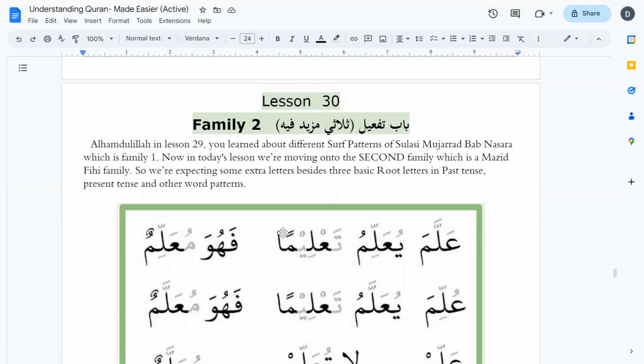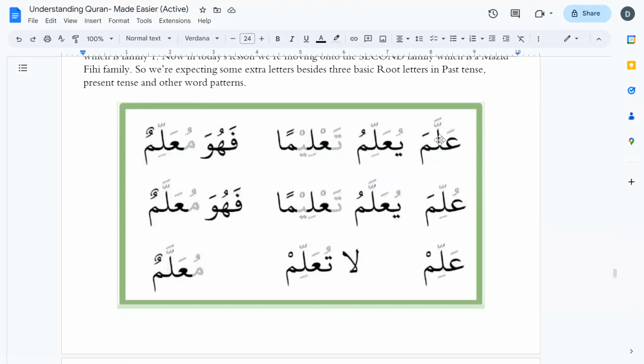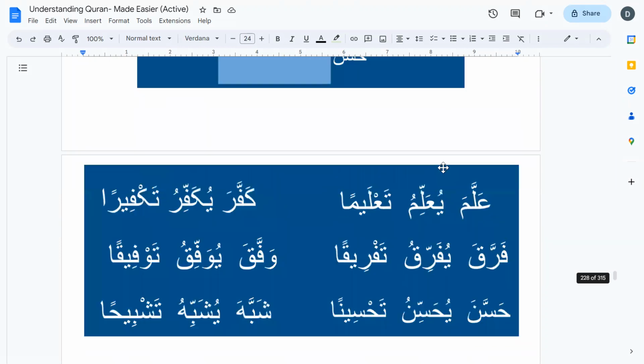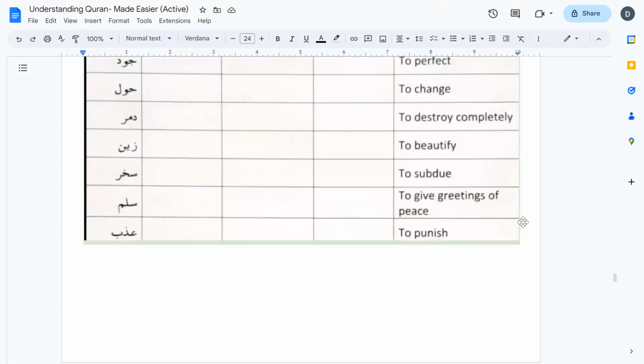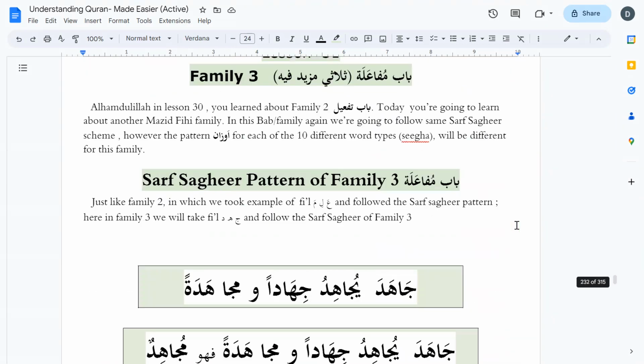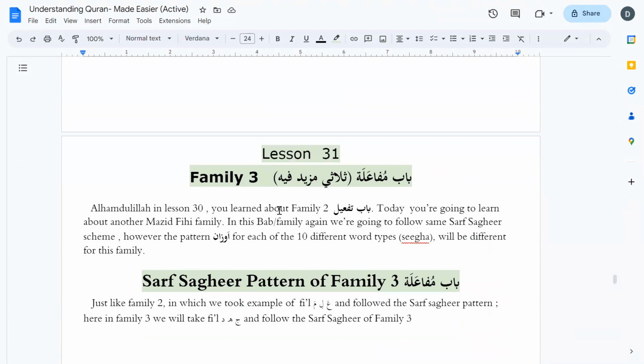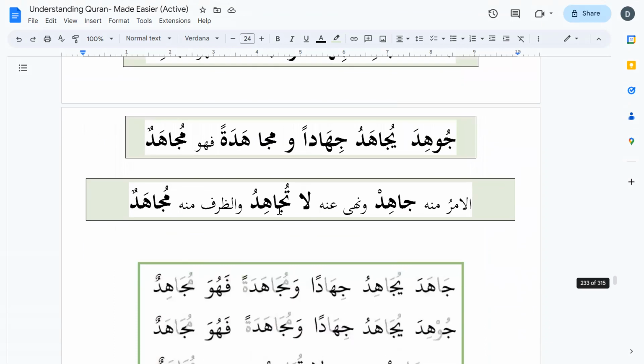So this is the second family. It has the lam kalma, middle kalma twice, and then the third family. So we did all the way to the 10th family. Okay, family 3, then family 4. So this is the revision of regular Sarf.